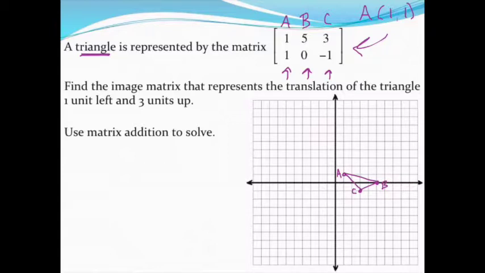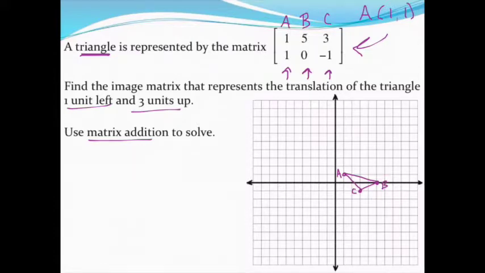Okay, next up we have the rule given to us. Now the rule is given to us as a verbal rule, 1 unit to the left and 3 units up. Now of course we don't need to use matrix addition to do this. I'm simply giving you another option as a way to translate an image or a pre-image. So we don't need to do it this way. If you like the other way, that's fine. I'm just giving you another option. So let's go ahead and see how this would work.